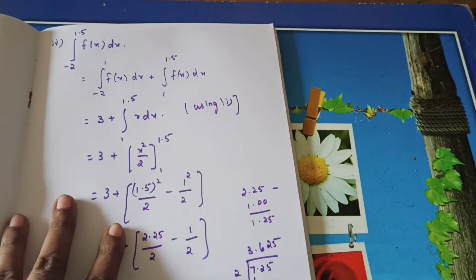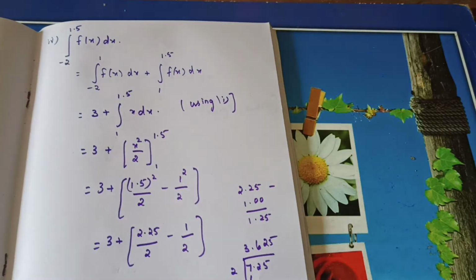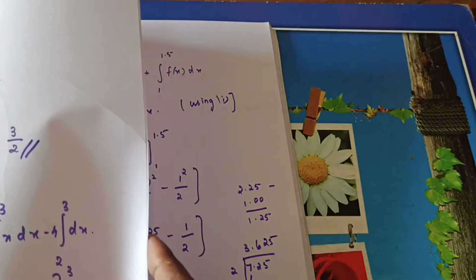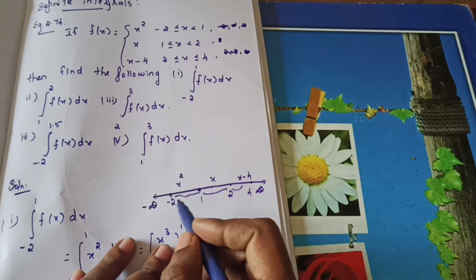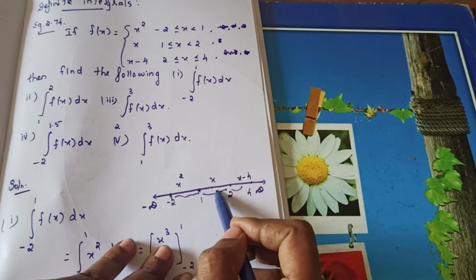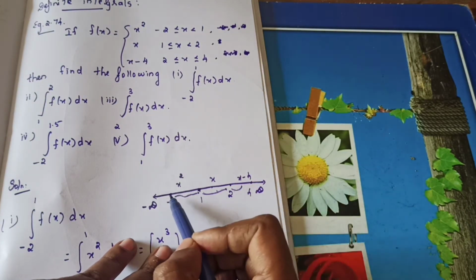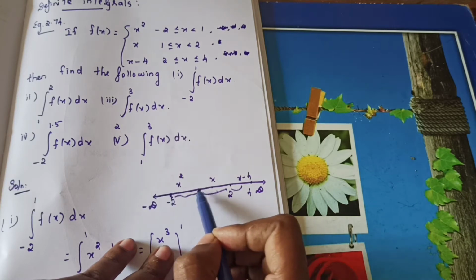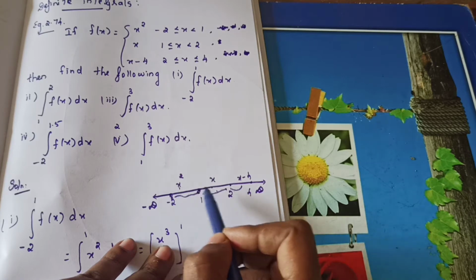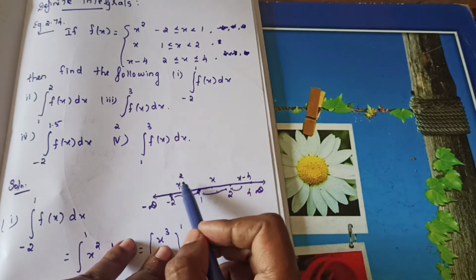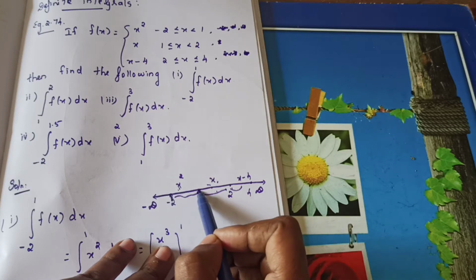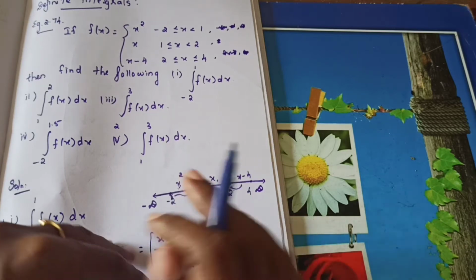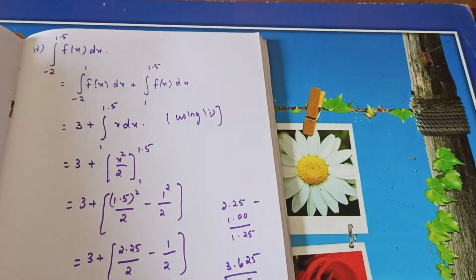Then see the fourth Roman, minus 2 to 1.5 f of x dx. Is it right? Minus 2 to 1.5 we don't know directly. If we see the number line, minus 2 to 1.5 you won't get directly. But we know from minus 2 to 1, then 1 to 2. From minus 2 to 1 it is x square, then 1 to 2 it will be x. So in both the f of x value is different. So minus 2 to 1 as one interval and 1 to 1.5 as another interval. You need to split it into two intervals.